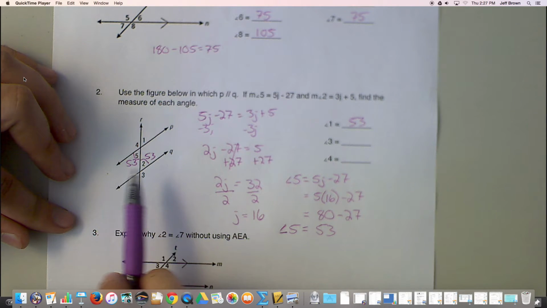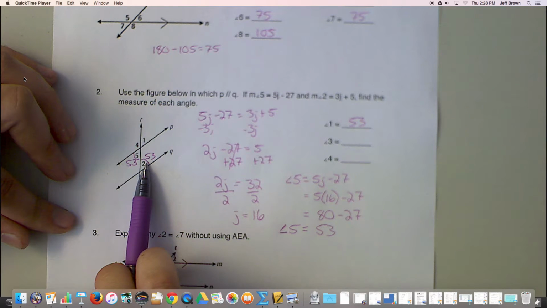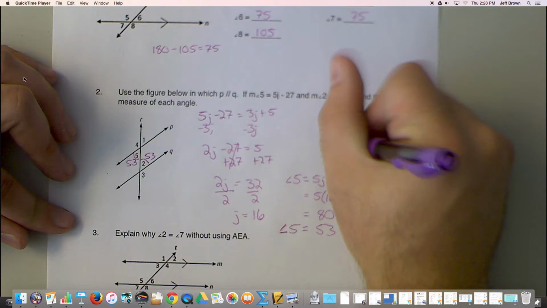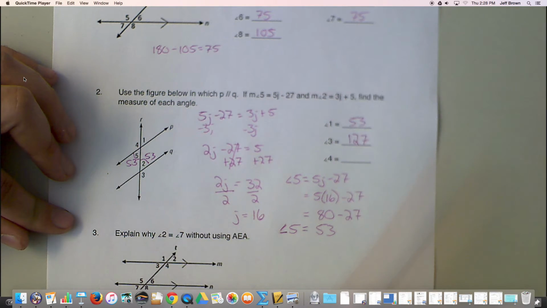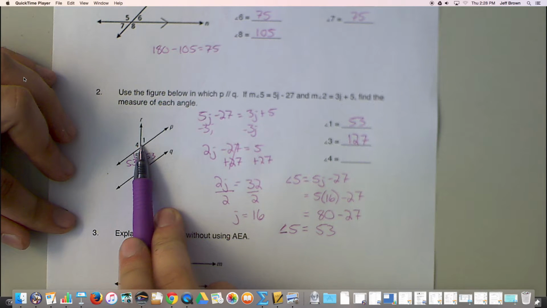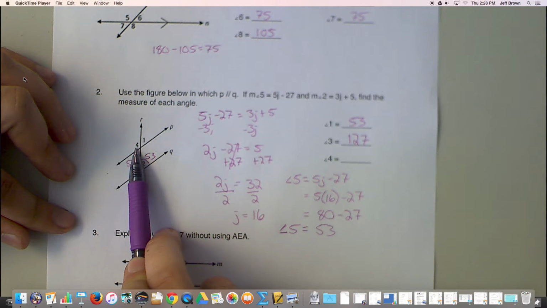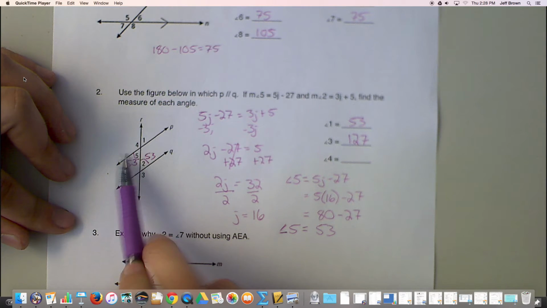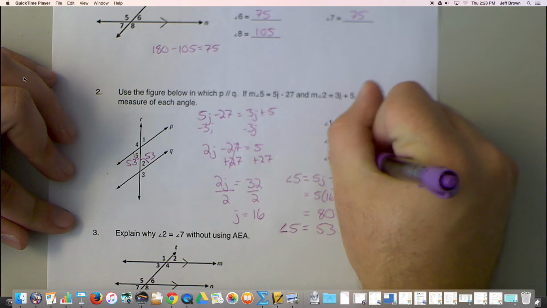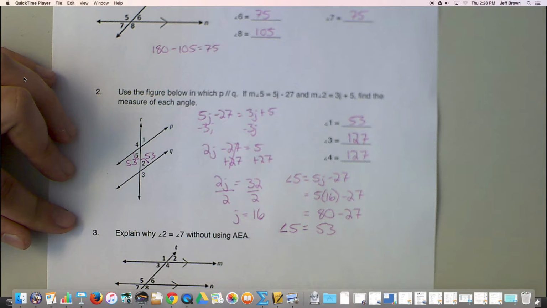So I can go ahead and subtract that. So I can do 180 minus 53. It's going to give me 127 for that angle 3. I can do a very similar thing to find angle 4 at the top. So angle 1 and angle 4 are also forming a line in our linear pair. So they must be supplementary and add up to 180. So again, I can subtract 53 from 180 and get 127.